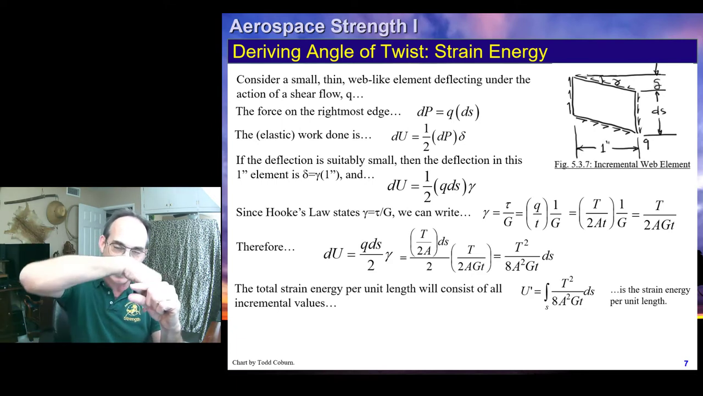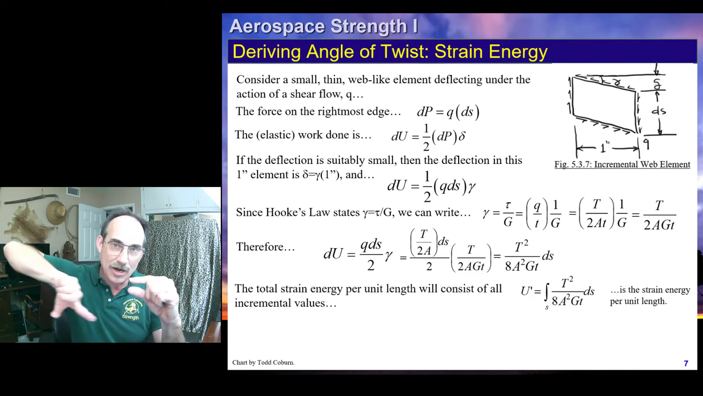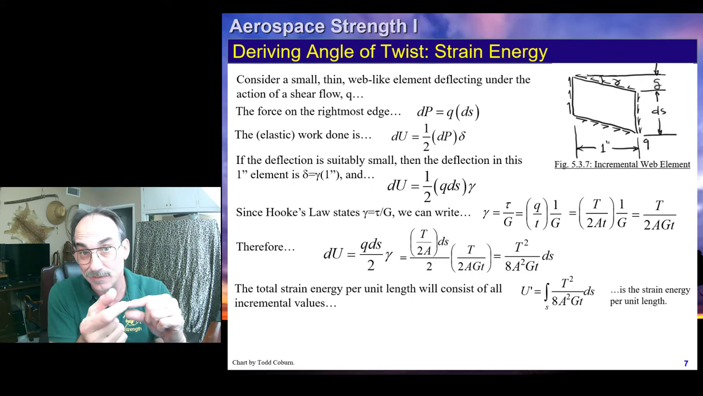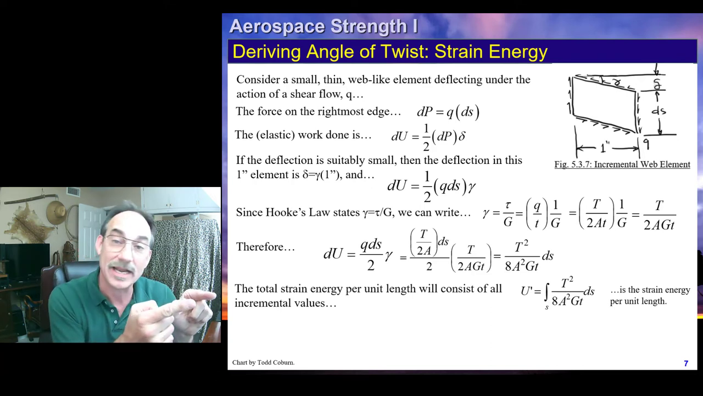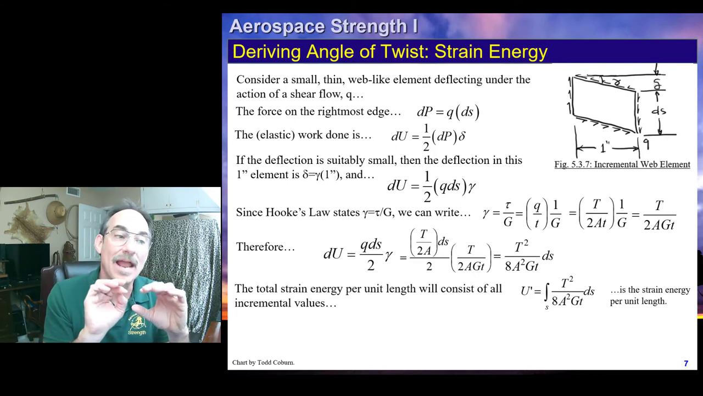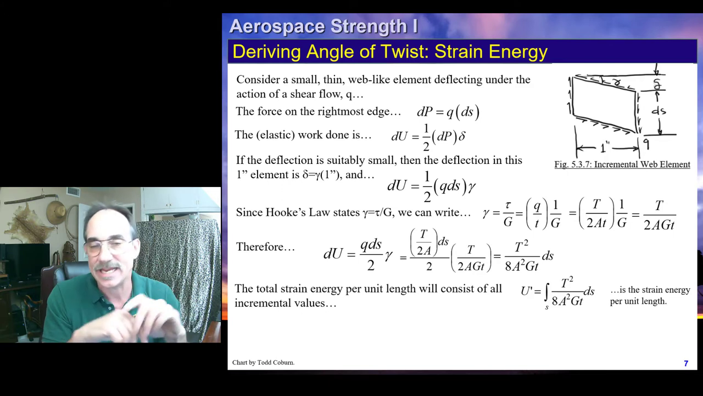This is all a unit length. So when we sum this up, we're getting the strain energy in this whole section, but remember, this was only based on a 1-inch length. Therefore, it's the strain energy per unit length. We're calling it U prime. So the integral, as you go around the thing, is just T squared over 8 A squared G t, where A is our enclosed area.